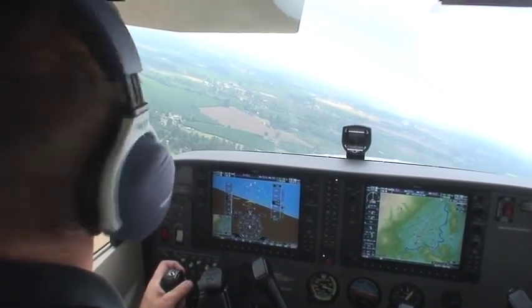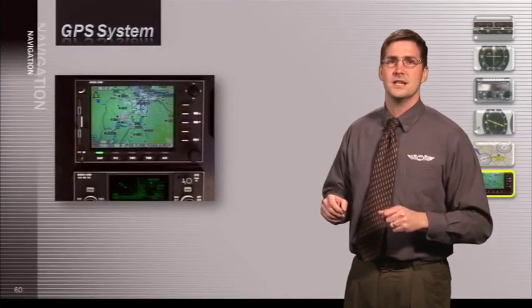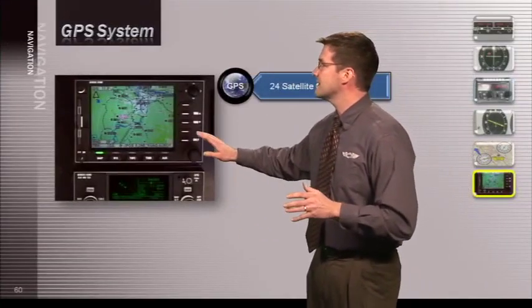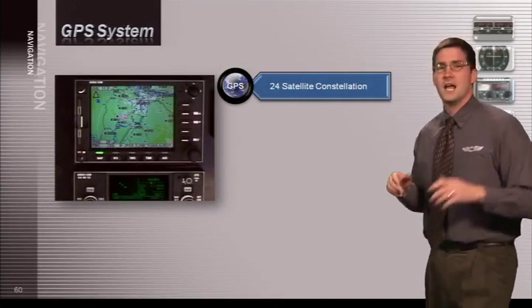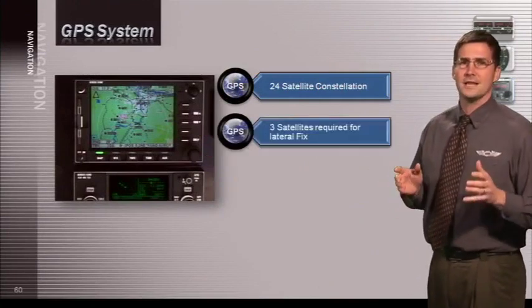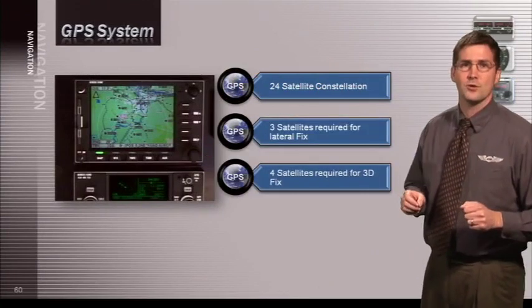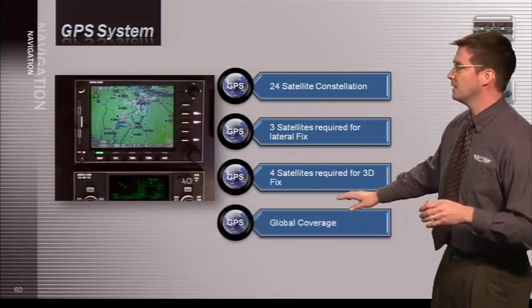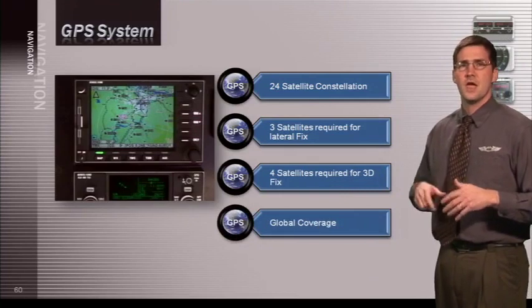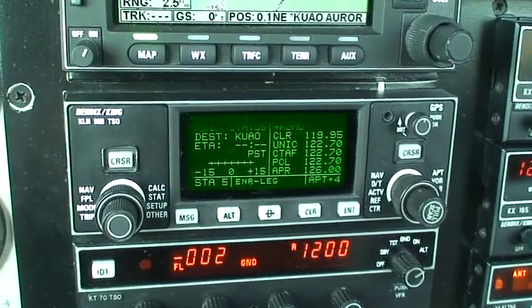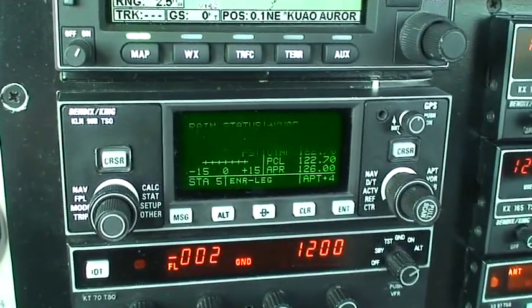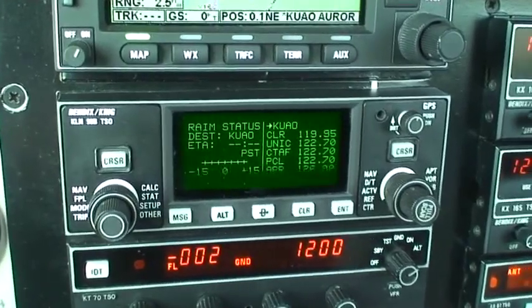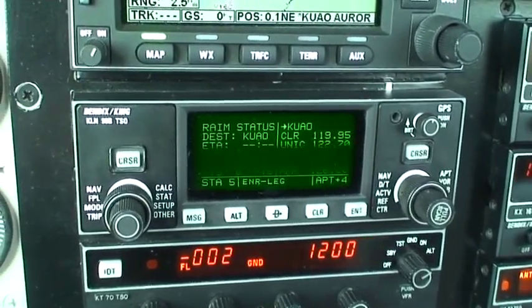Here is a typical moving map and GPS installation. It uses a 24-satellite constellation. 3 satellites are required for a lateral fix and 4 satellites are required for a 3D fix. Finally, GPS provides complete global coverage. When navigating by GPS, your GPS equipment will monitor the strength and signal it receives to determine if it's good enough to be used for navigation.